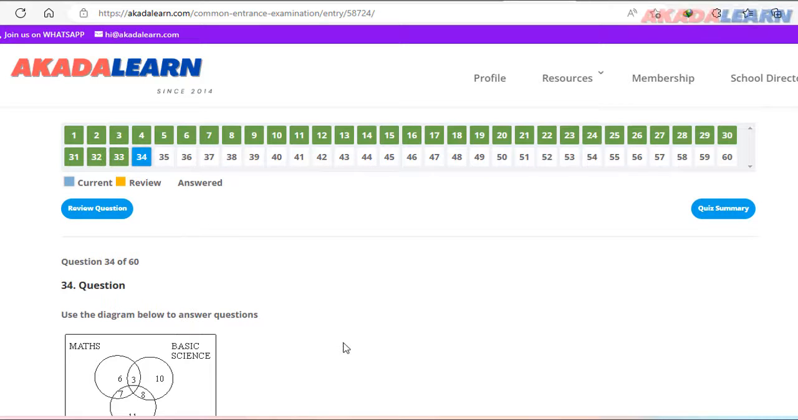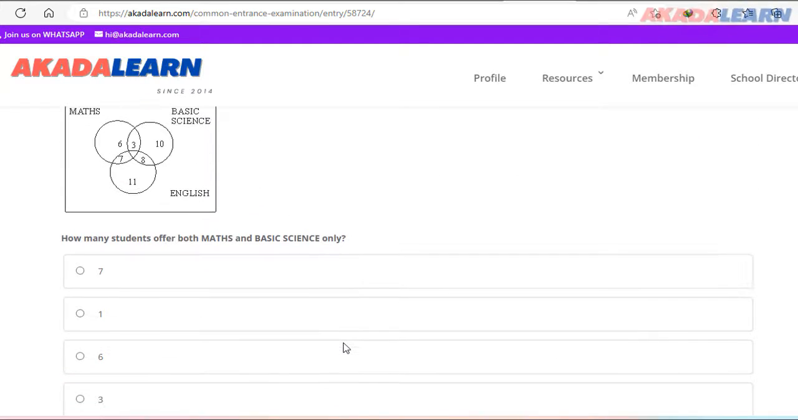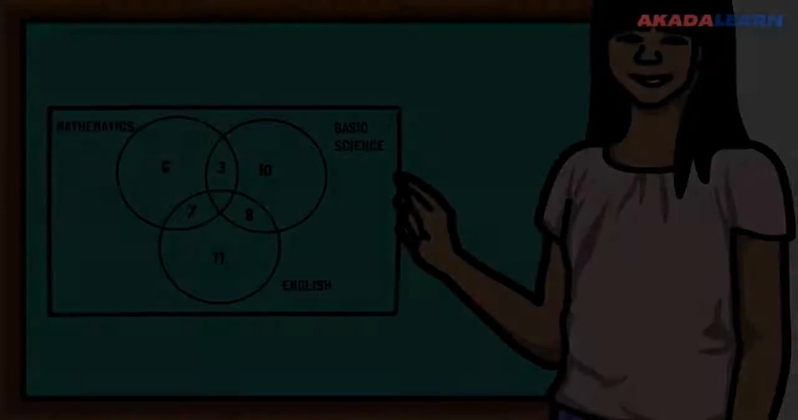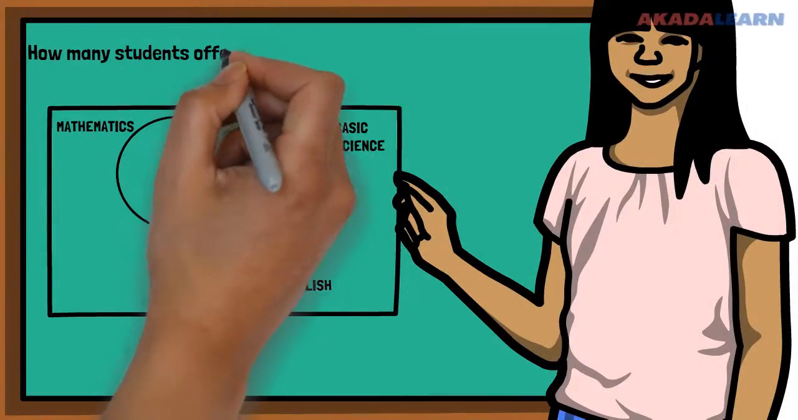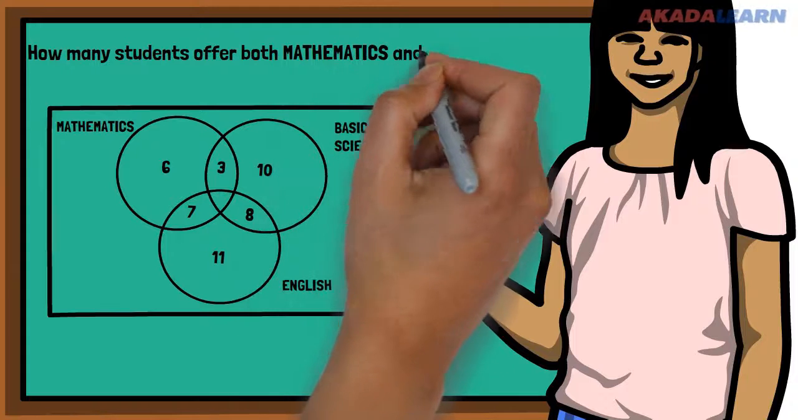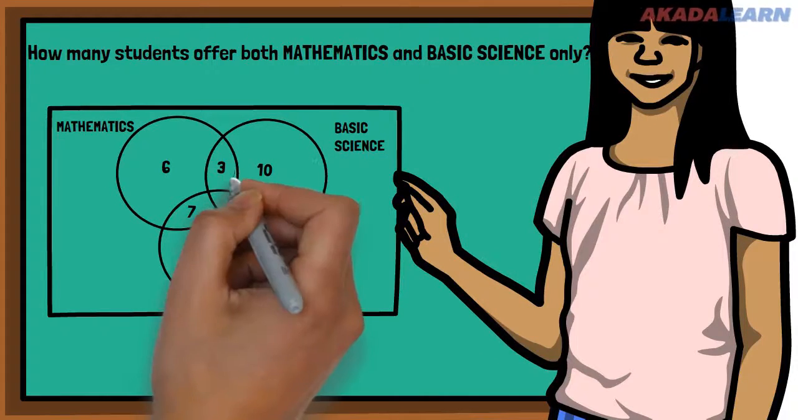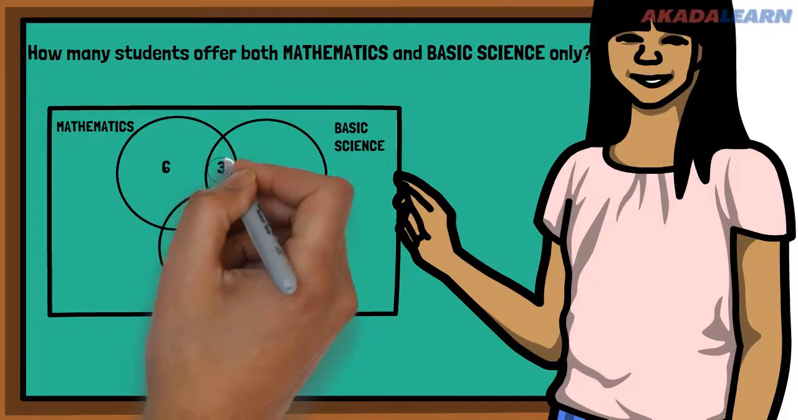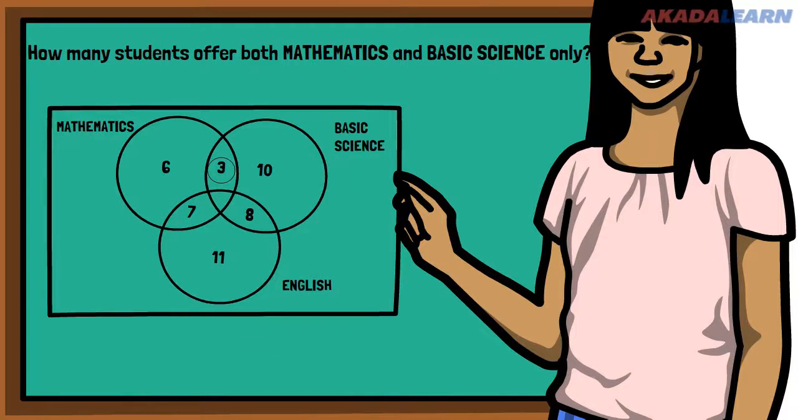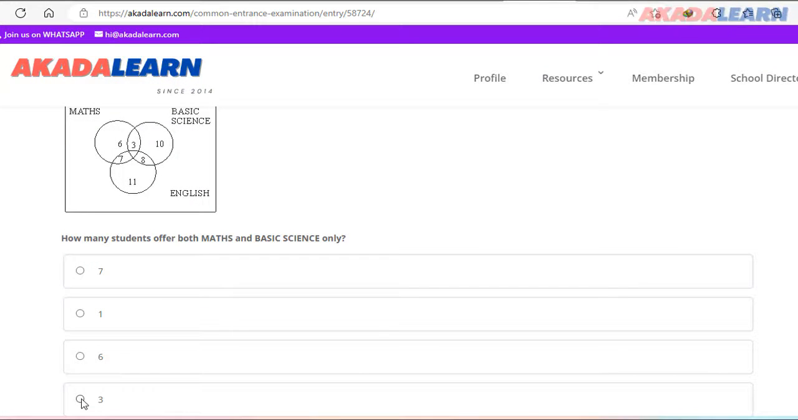Next question, 34. How many students offer both maths and basic science only? So let's look at our video and see the answer to that question. With the same Venn diagram, let's see how many students offer both mathematics and basic science only. So that is where the 2 circles intersect, and that is number 3. So the answer is, of course, 3.